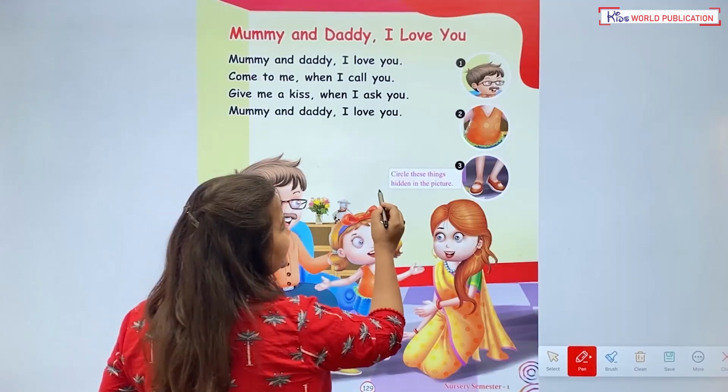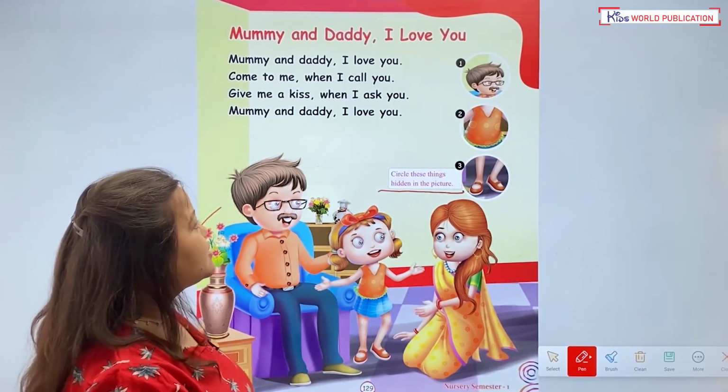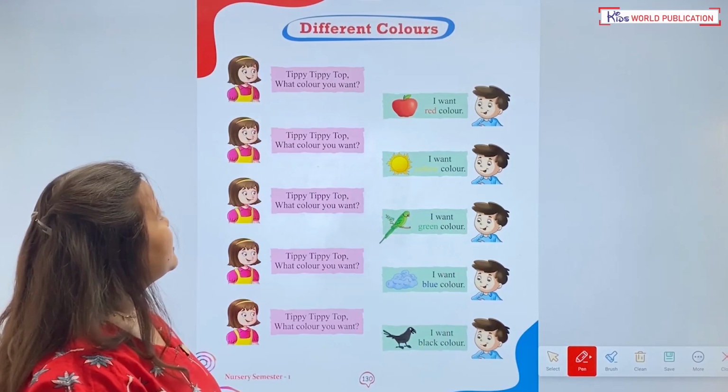Circle these things hidden in the picture. So kids, you will see the picture carefully and then circle the given hidden things.